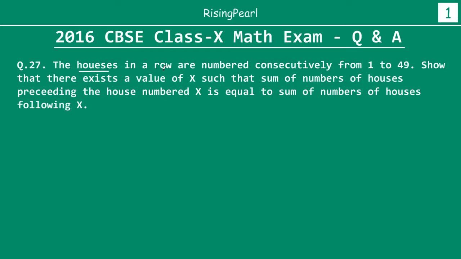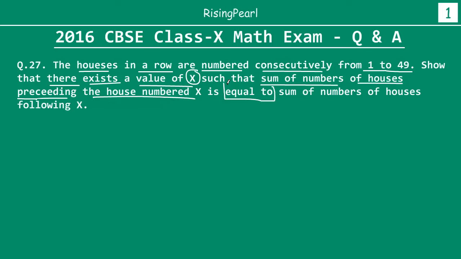The houses in a row are numbered consecutively from 1 to 49. Show that there exists a value of x such that the sum of numbers of houses preceding the house numbered x is equal to the sum of numbers of houses following x.